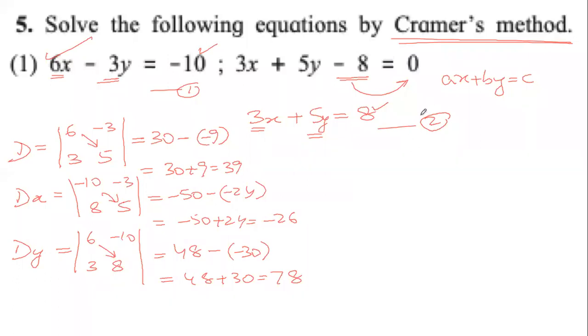Now the last step will be finding x and y. We know x can be calculated as Dx by D, and y can be calculated as Dy by D. Just putting the values in, Dx we got minus 26, D we got as 39, Dy we got 78, and once again D we got 39. If you write this much, it is correct, but it is not beautiful.